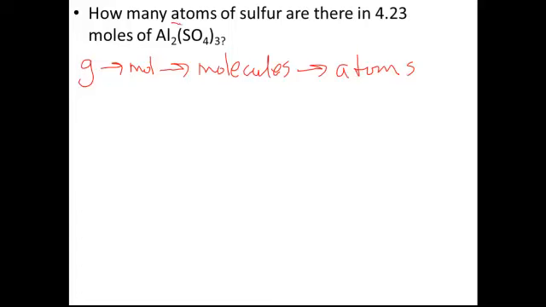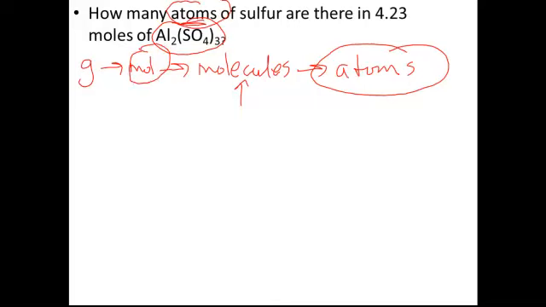They want to know how many atoms. And since we have a molecule, notice I didn't even write particle there, I just wrote it as a molecule. So we've got molecules, so we need to get to atoms. How many atoms are there in this many moles? So we're not even going to use grams in this case. We're going to go moles to molecules and molecules to atoms.